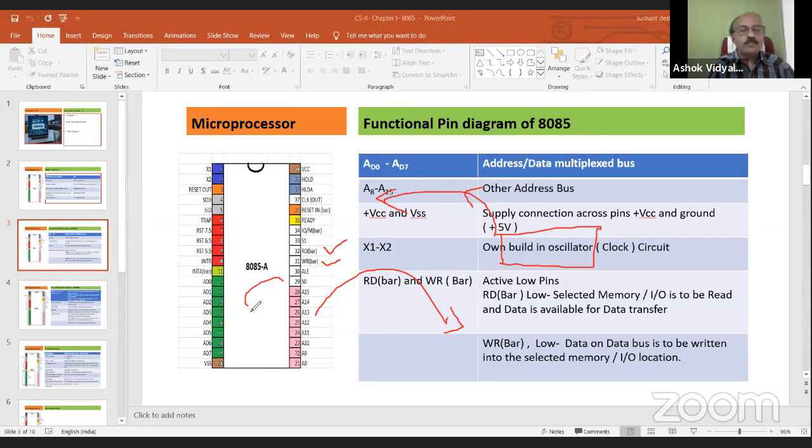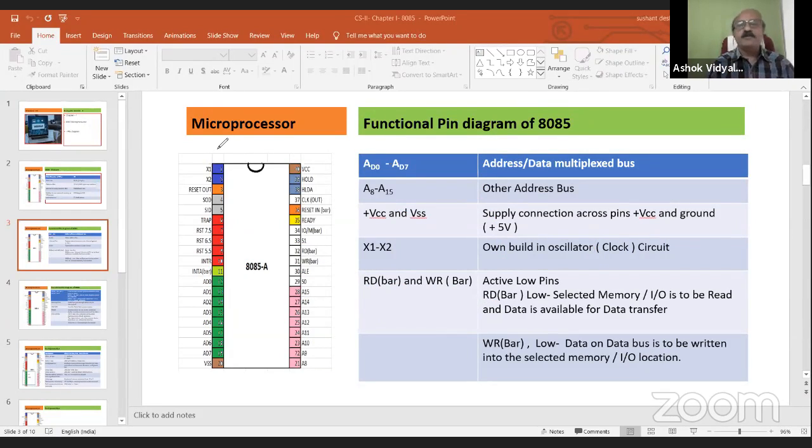So the microprocessor does the processing. After the processing gets completed, the result has to be stored somewhere. The microprocessor cannot store anything, so it will pass that information to a memory. This has to be indicated, that the microprocessor is writing. That particular operation will be indicated by this RD bar and WR bar.